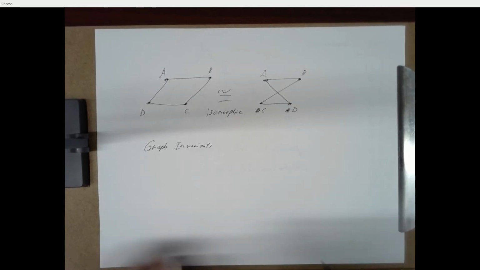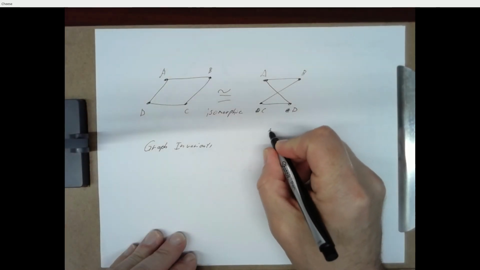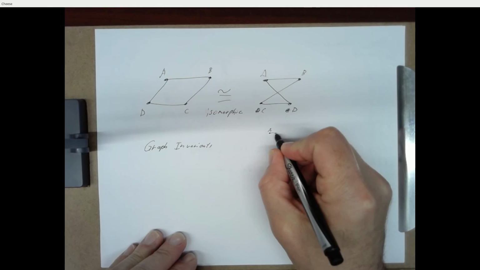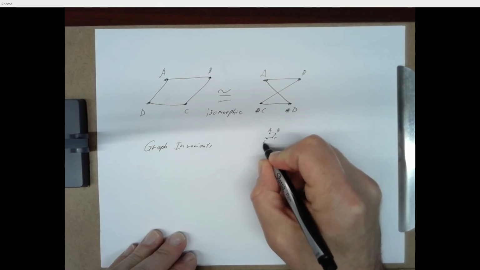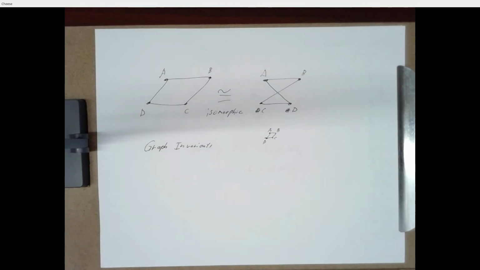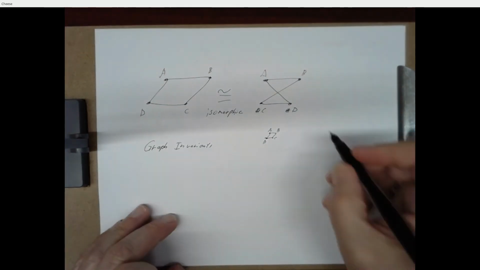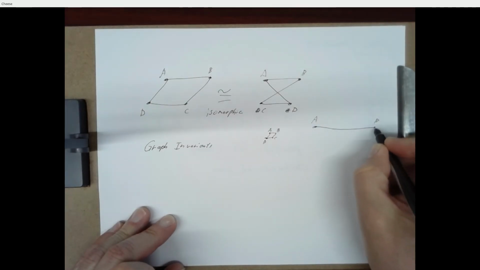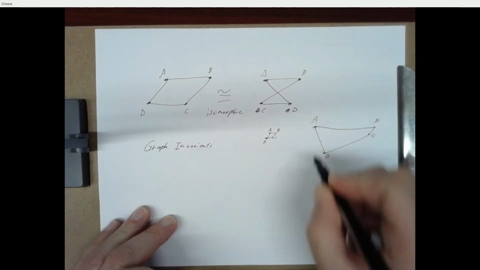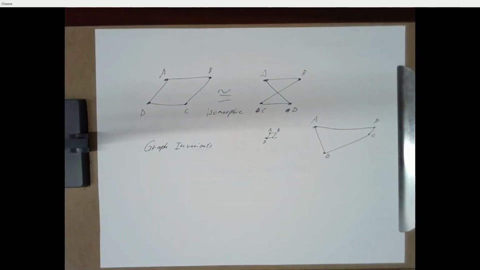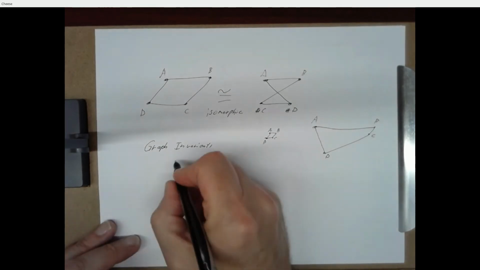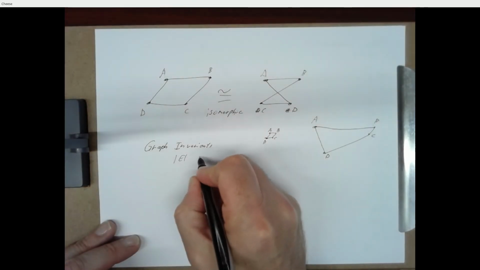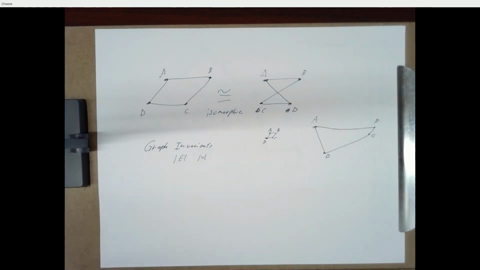But the size of the graph is definitely not an invariant, because this is isomorphic as well. It takes a lot less space on the page. And similarly, the shape is definitely not an invariant. But the number of edges and the number of vertices are invariants.